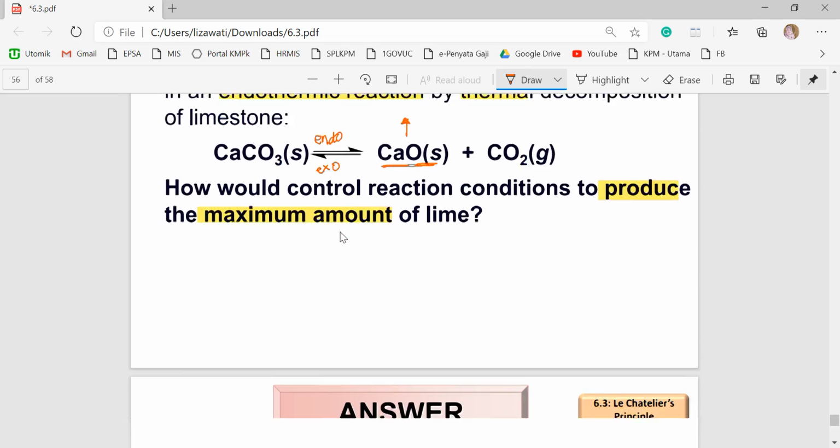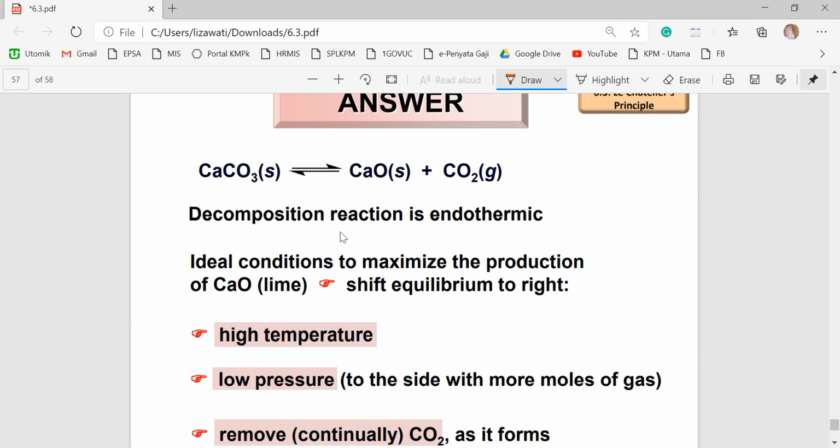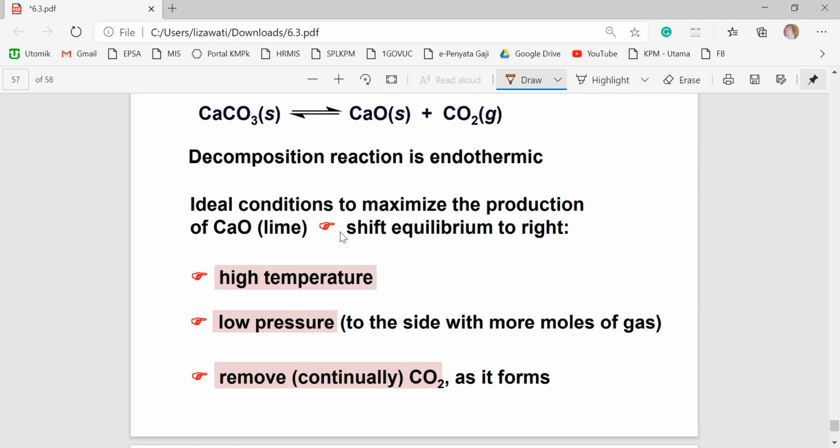How can we increase it? The reaction here is endothermic in the forward direction and exothermic in the reverse. The ideal condition to maximize production is for the system to always shift to the right. How do we shift to the right? First, we can increase the temperature. Increasing the temperature means the system tries to reduce the temperature by absorbing heat. That's why it favors endothermic and shifts to the right.